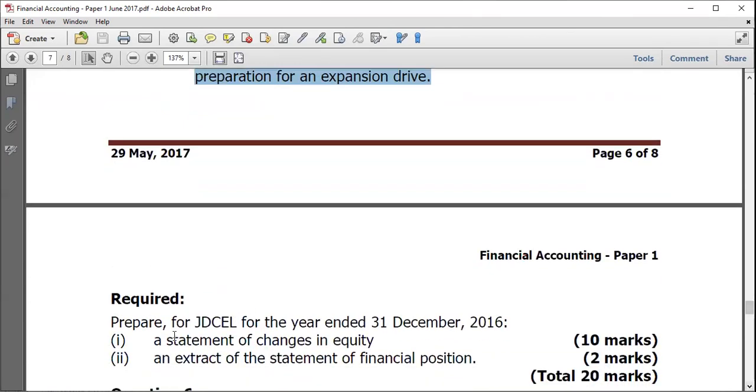So they're asking us to prepare for JDCL, for the year ended 31st December 2016, a statement of changes in equity, and then an extract of a statement of financial position. Now, as you can see, a statement of changes in equity is full in its own. Every time they say an extract, it means that you may not have all the information that goes in the statement of financial position, but they just want to see how the information they have given you would look within it. So that is what we basically need to do.